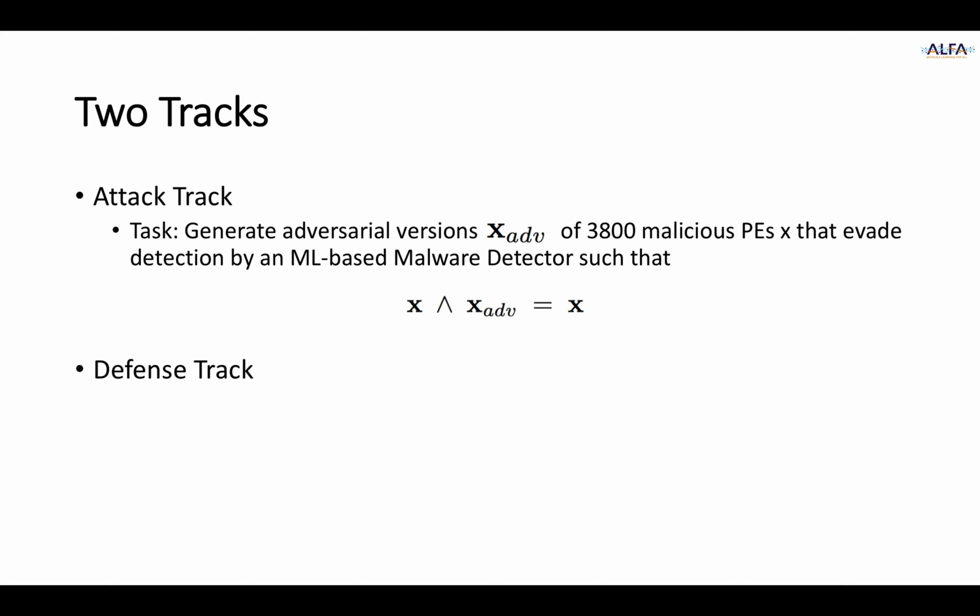And so one way of encoding that constraint is as follows: if you take the feature vector of the original PE file, and have it element-wise AND with the feature vector of its adversarial counterpart, the outcome should be the original feature vector of the PE file. All right, so this is for the attack track.